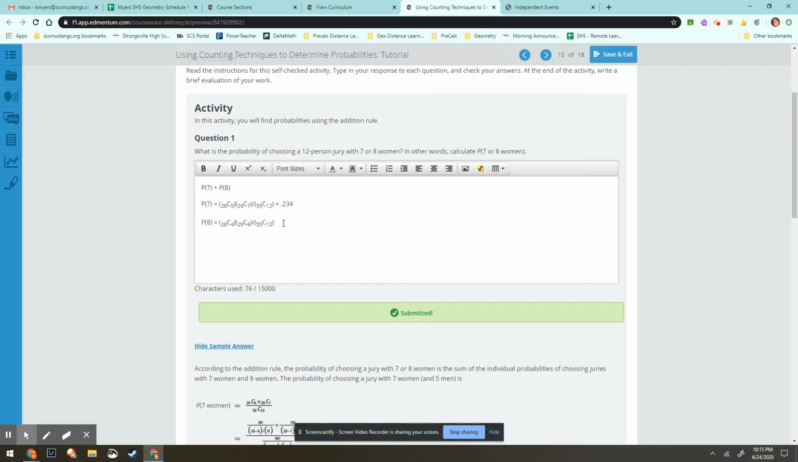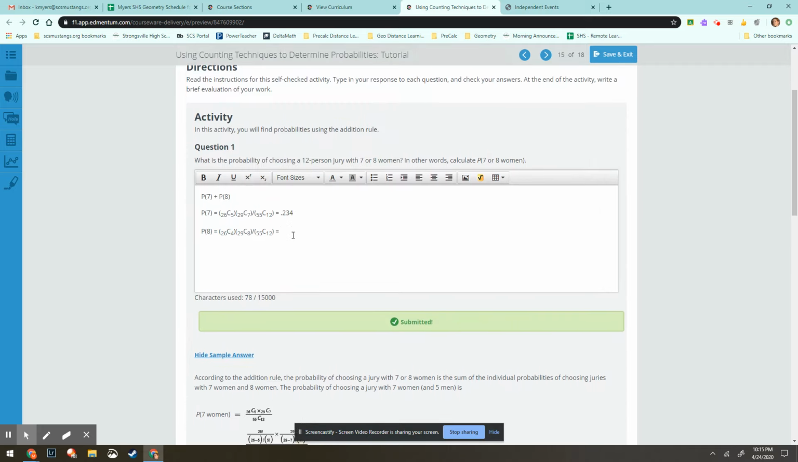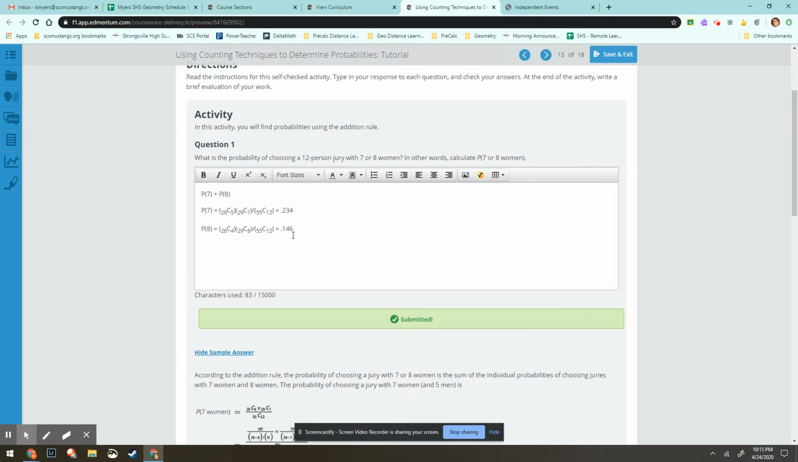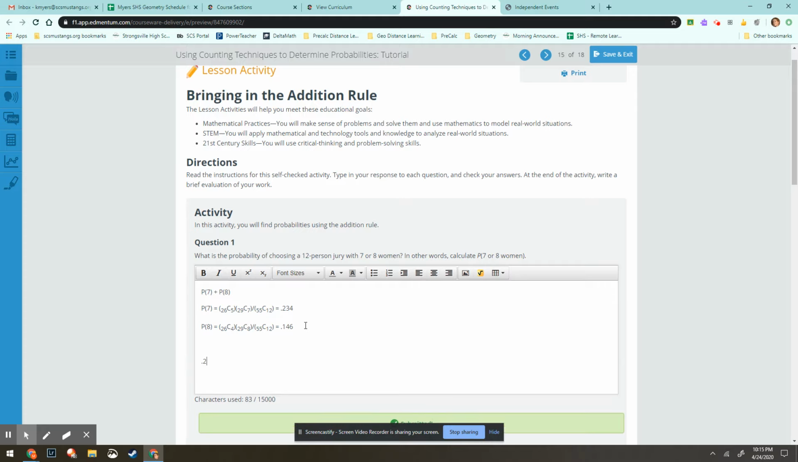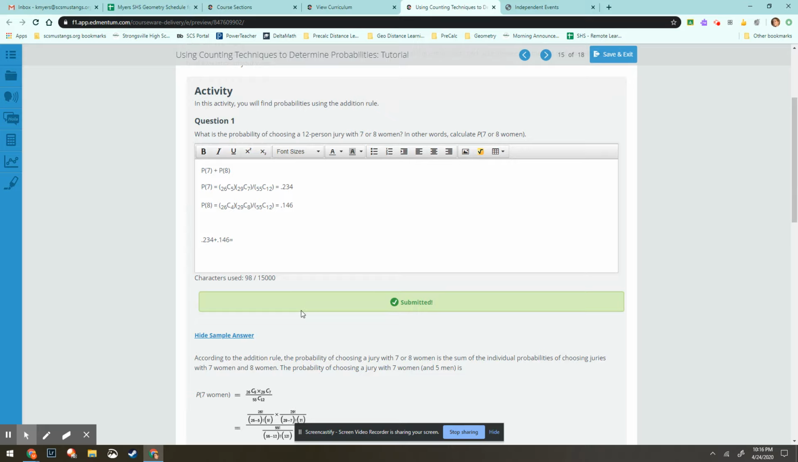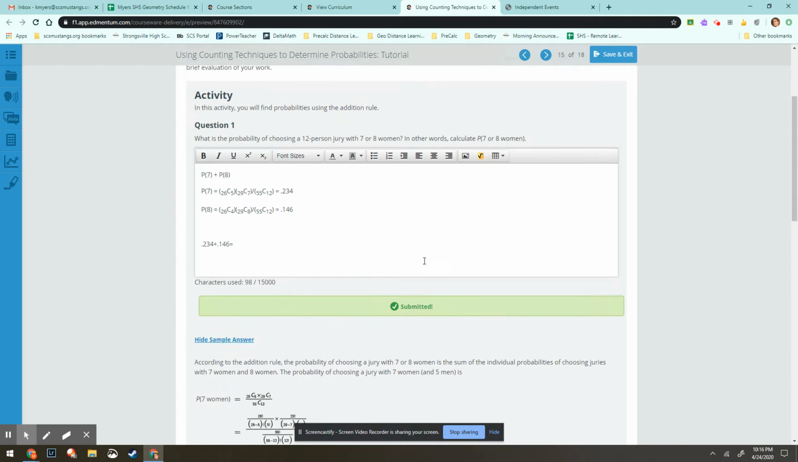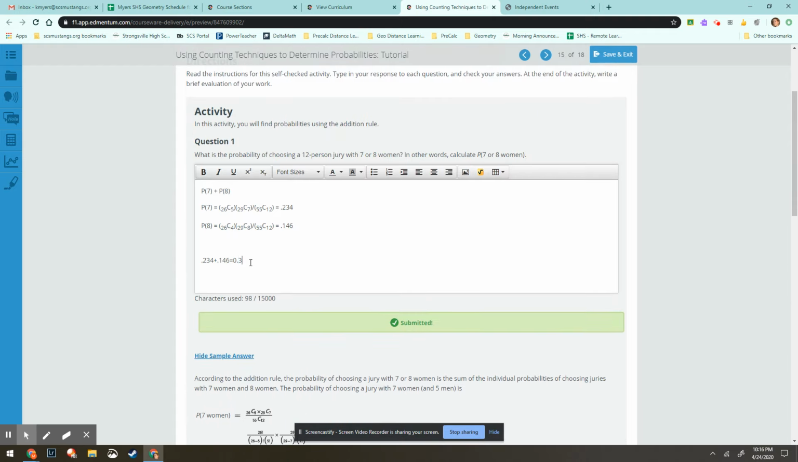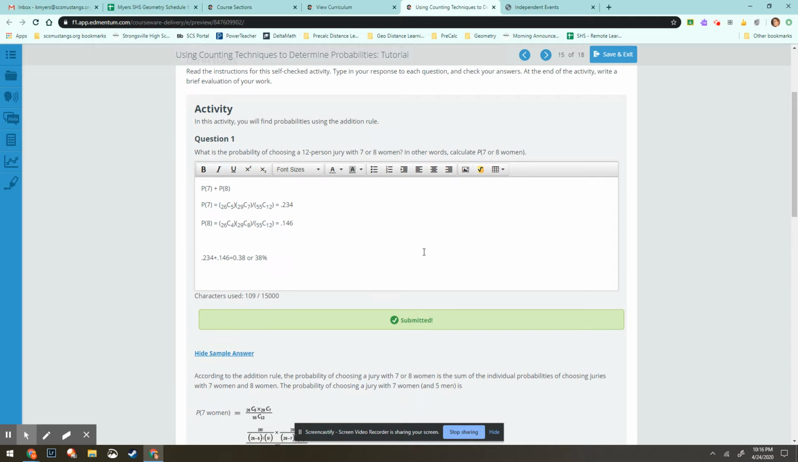And then for the probability of 8, when you work that out in your handy dandy calculator, you get 0.146. And now to get that overall probability, you are going to have to add those two together. 0.234 plus 0.146. Okay, and when you do that, you should end up getting 0.38 for the overall probability. Or you could say 38%. So you have a 38% chance of getting 7 or 8 women on that jury.